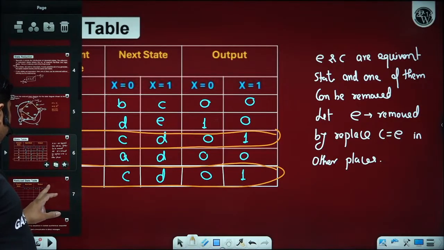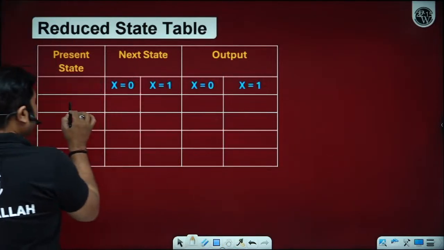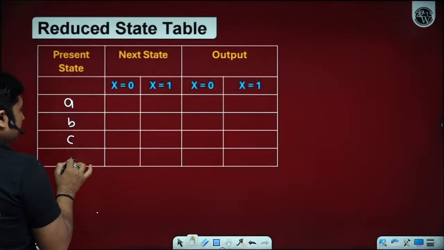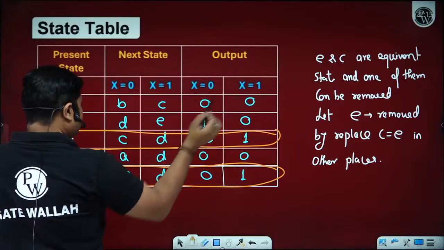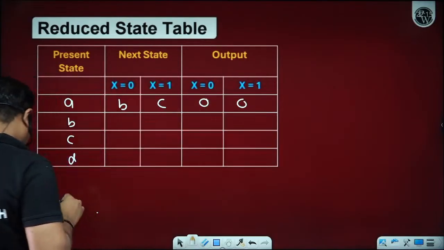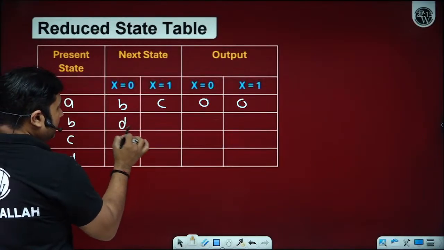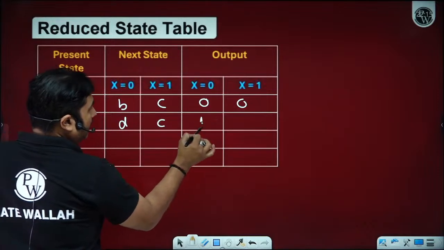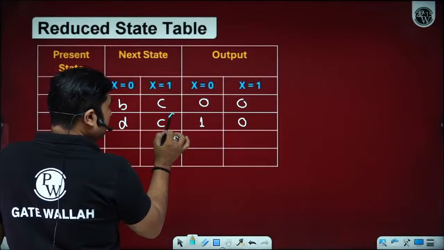So the reduced state table will become, sir, we have states A, B, C, D now. With state A: B, C, 0, 0. So this will remain B, C, 0, 0. And with state B: D, E, 1, 0. So D, E is replaced by D, C, 1, 0. Here, E is replaced by C.